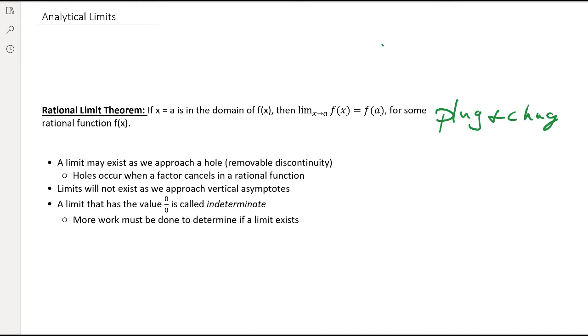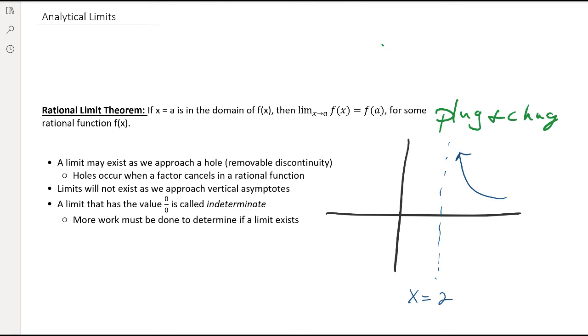However, a limit will not exist as we approach a vertical asymptote. Quickly, what do I mean by that? Let me show you the two different examples here. Let's say that we have a vertical asymptote at x equals, let's say, 2. The limit as x approaches 2 will not exist. Why is that? Because if you remember from back in the day, when you approach a vertical asymptote, you can either go up infinitely or go down infinitely. Remember we said that limits can't be infinite. So that's why a limit as you approach a vertical asymptote does not exist.